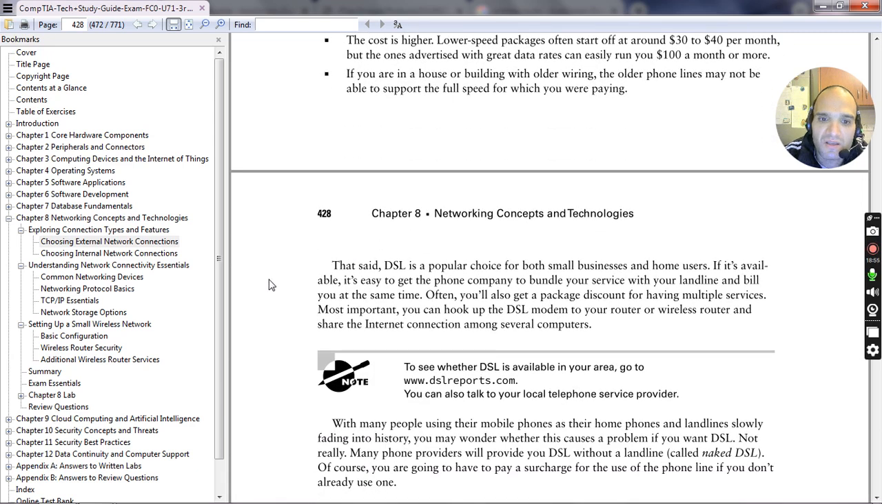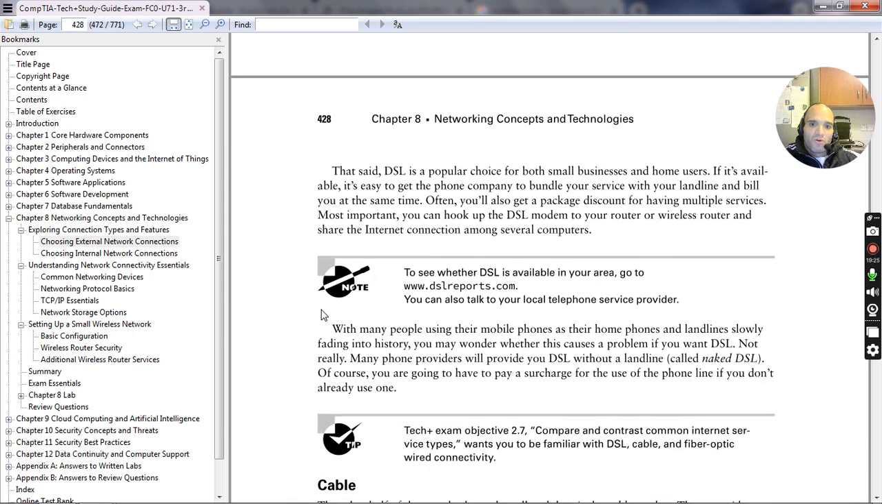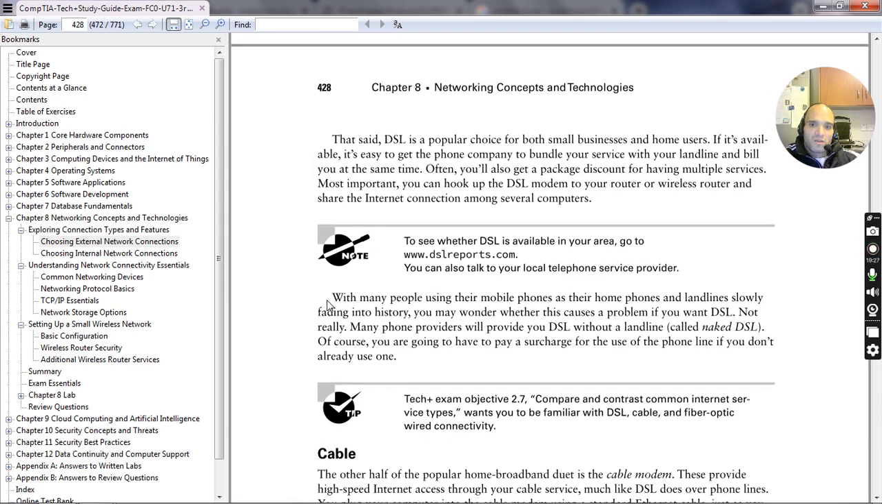That said, DSL is a popular choice for both small businesses and home users. If it is available, it is easy to get the phone company to bundle your service with your landline and bill you at the same time. Often, you will also get a package discount for having multiple services.